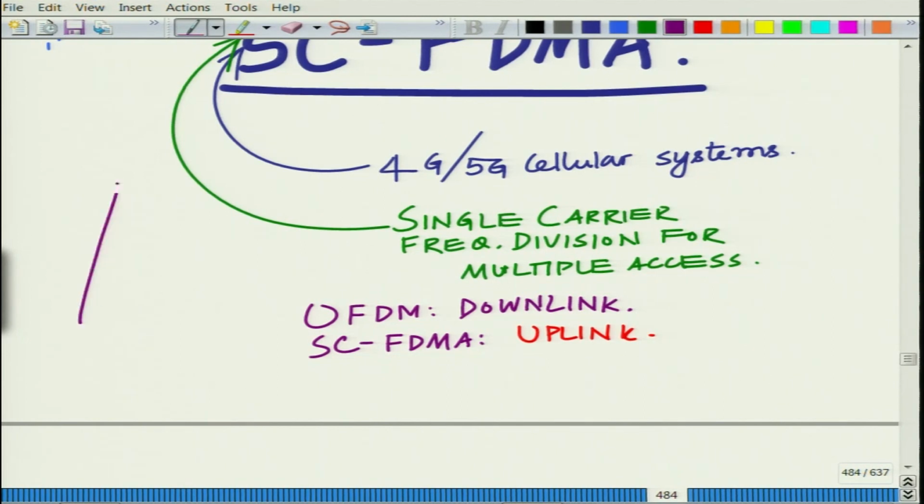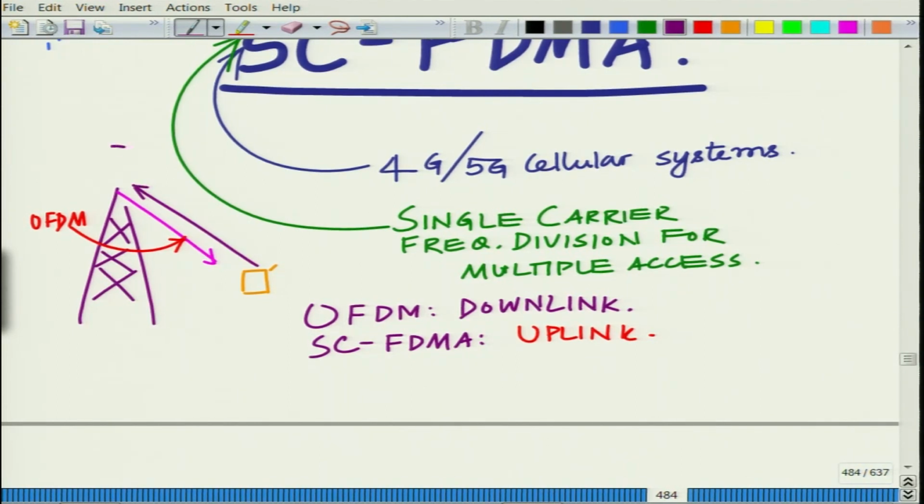If I look at a cellular system, I have the mobile, and the downlink, that is the base station to mobile, is OFDM. But the uplink from the mobile to the base station is SC-FDMA, and this is in 4G as well as to a great extent in 5G.